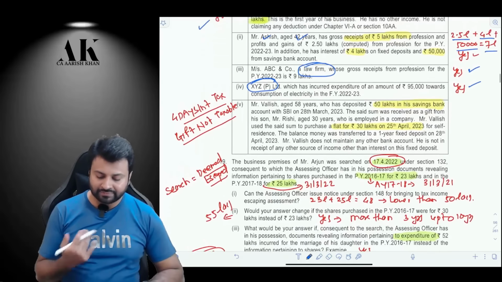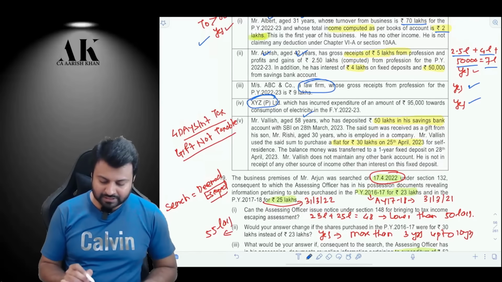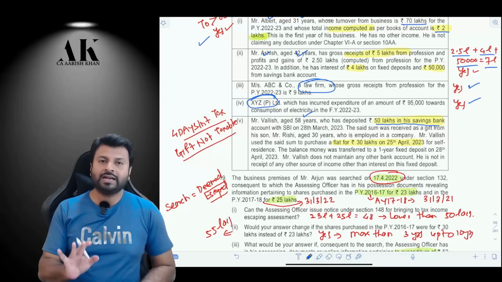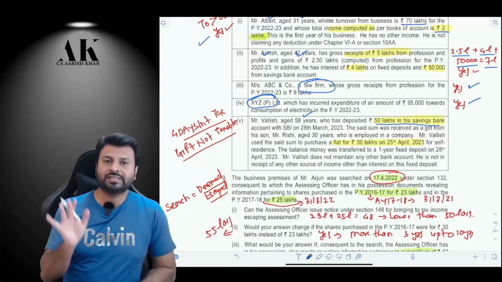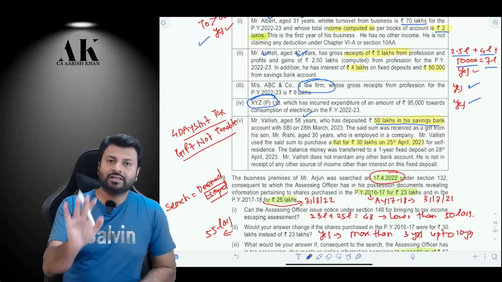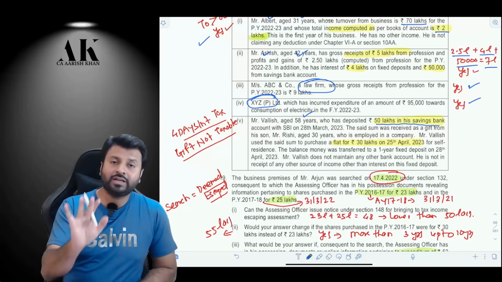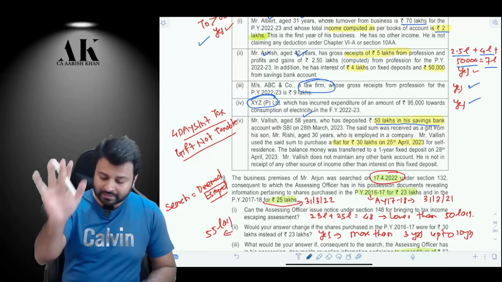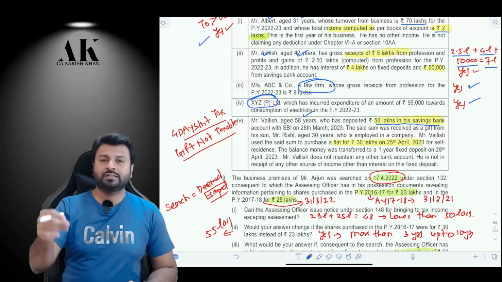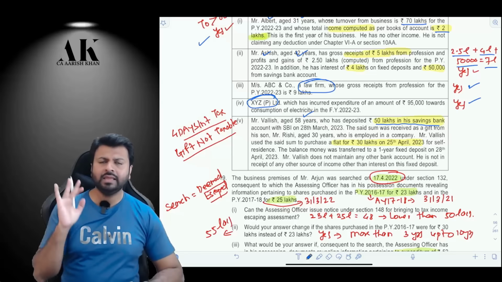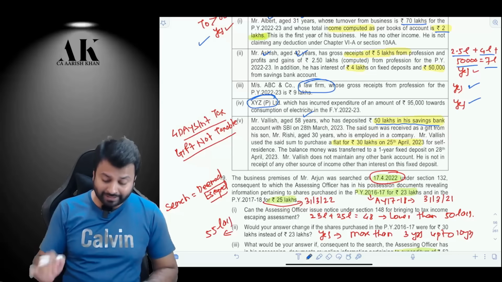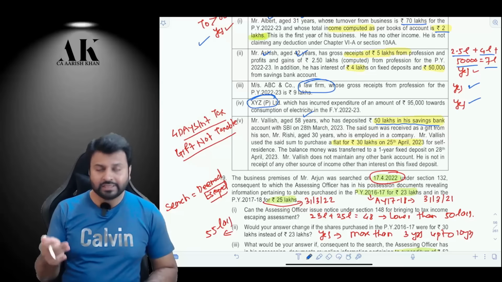Now the fifth case is a very intelligent case. In this, there is a person, Mr. Valish, whose age is 58 years. He has deposited 50 lakhs in saving bank account. Do you remember that? If a person deposits 50 lakh rupees or more in saving bank account, he is liable to file the return irrespective of whether his total income exceeds 2,50,000 or not, it doesn't matter. So by that logic, he is liable to file the return.